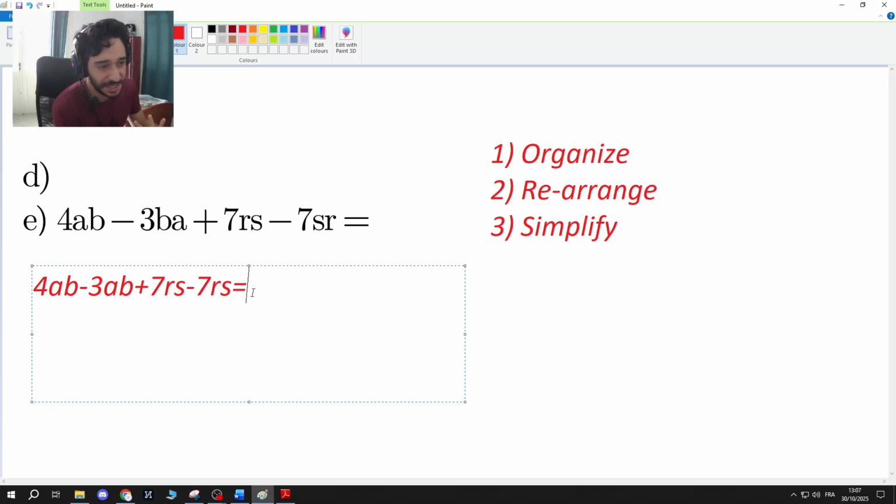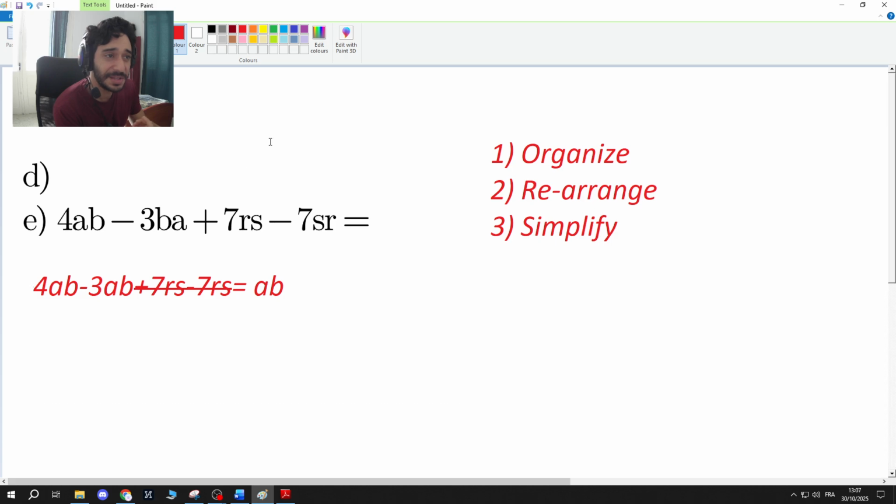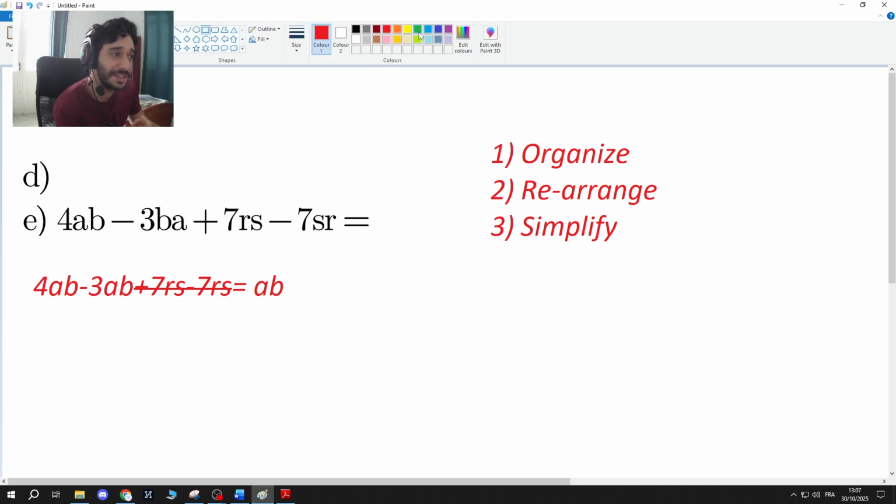4AB minus 3AB is simply AB. And 7RS minus 7RS is 0. They cancel each other out. So my final answer is actually AB. And that is the final answer for question E.